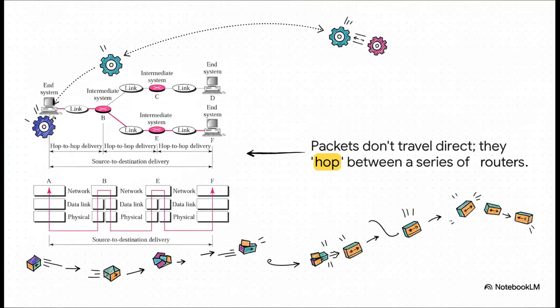Now your packet doesn't take a direct flight. Nope. Instead, it makes a series of hops. At each hop, a special device called a router acts like a digital sorting office. It quickly unwraps the frame, looks at the packet's final IP address, figures out the best path to the next router, rewraps it in a new frame for that specific hop, and sends it on its way. This happens over and over again, all in a matter of microseconds.